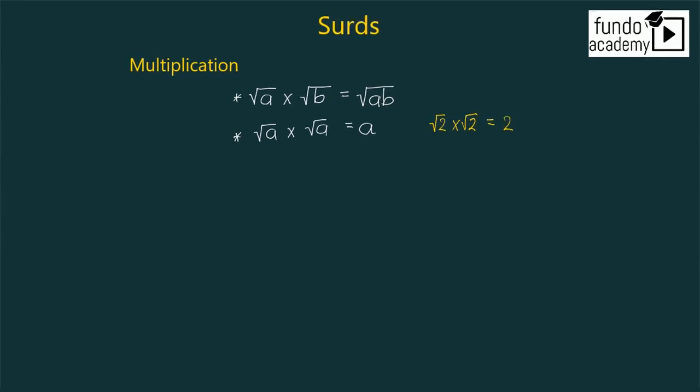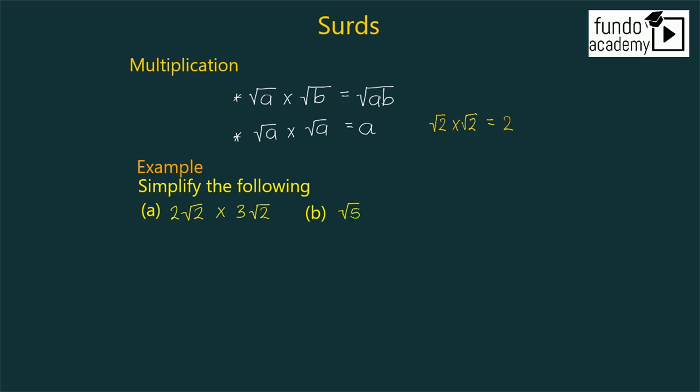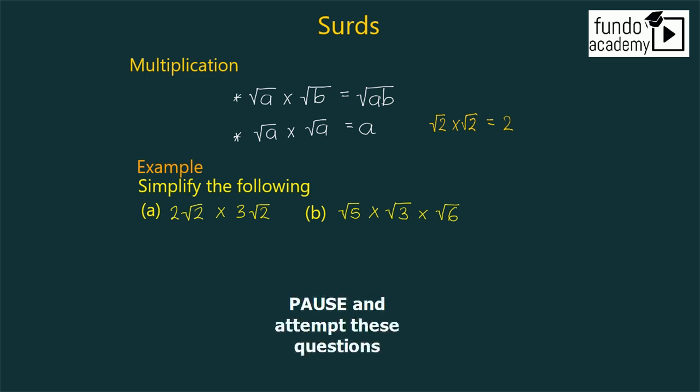Alright, so let's look at an example. In this example we want to simplify the following. On part A we have 2 root 2 multiplied by 3 root 2, and on part B we've got root 5 multiplied by root 3 multiplied by root 6. So what I want you to do is attempt these two problems, A and B. Starting with A, I'm going to give you a minute or 2 minutes each, depending on how fast you are, to work this one out. So I want you to pause this video starting from now.